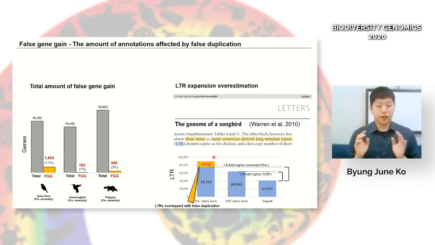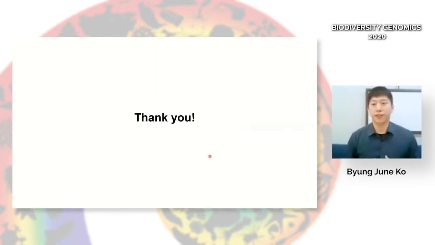To sum it up, false duplication can be prevalent in previous assemblies, and their impact will not be ignorable in downstream analysis. Thank you for paying attention.